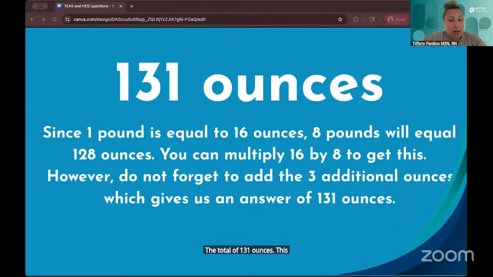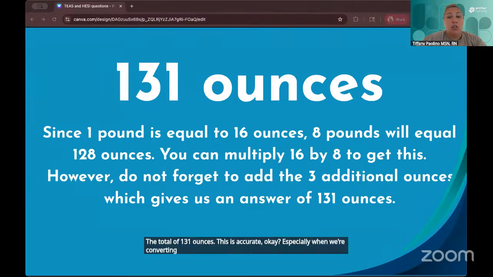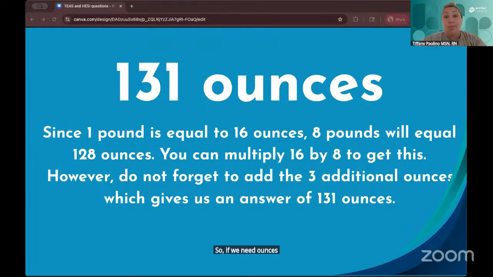This is accurate, okay? Especially when we're converting weights, you need to make sure you understand everything step by step. So if we need ounces, the key here is to convert everything into ounces. 16 ounces is 1 pound. 16 times 8 is 128. Then we add the 3 and we get 131 ounces. Very good. If you struggled with that a little bit, practice, practice, practice. Okay.